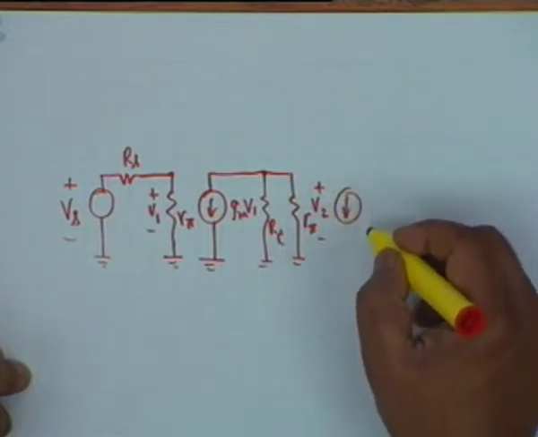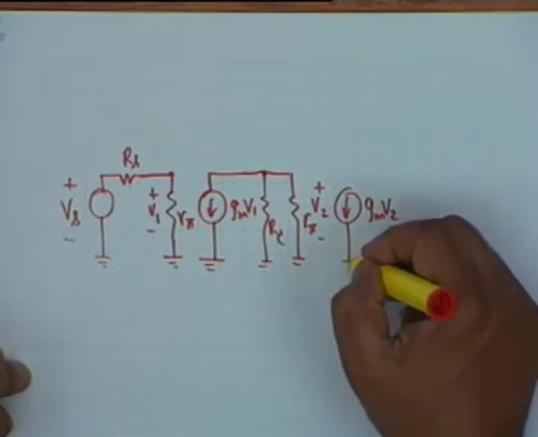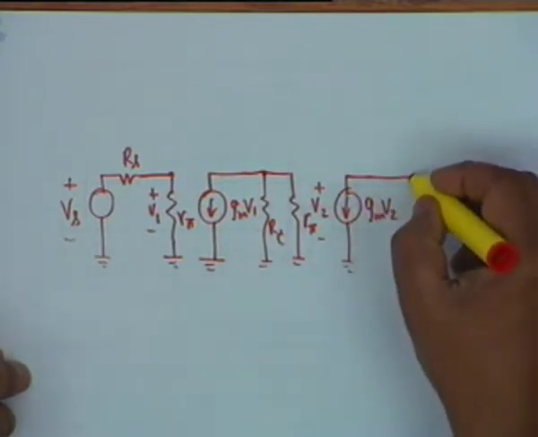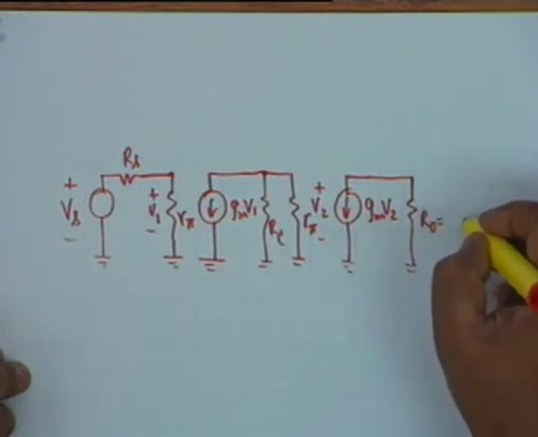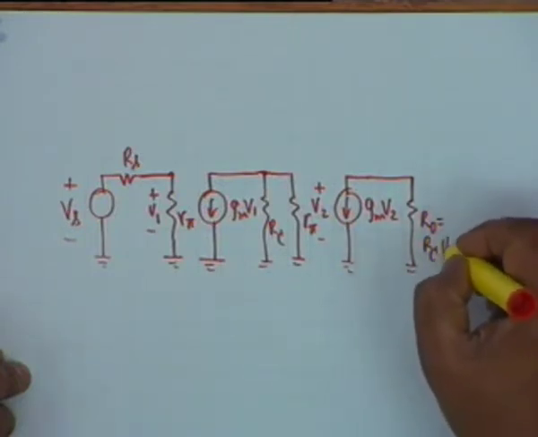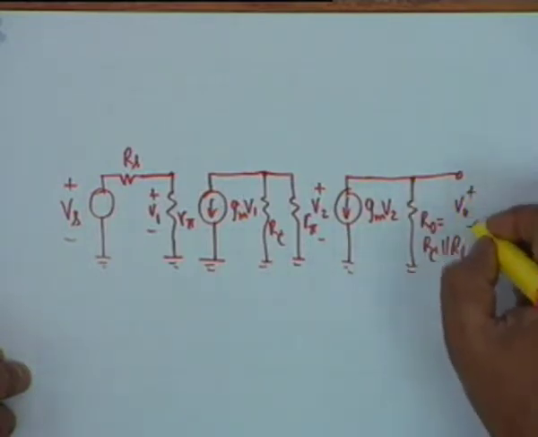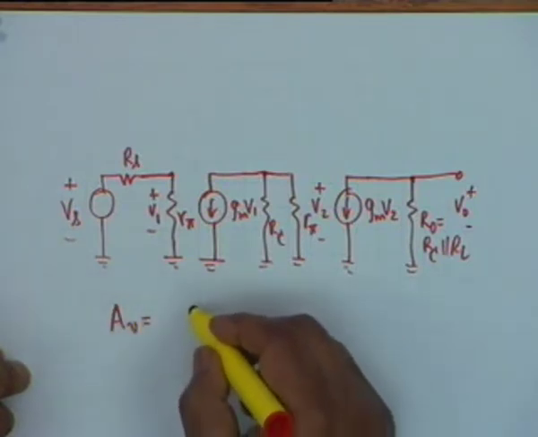Then at the output of the second transistor we shall have gm V2, and what about the load? Load shall be RC parallel RL, isn't that right? It shall be RC parallel RL. So let us call this R0, RC parallel RL, and this is V0. And the calculation of voltage gain is very easy now.